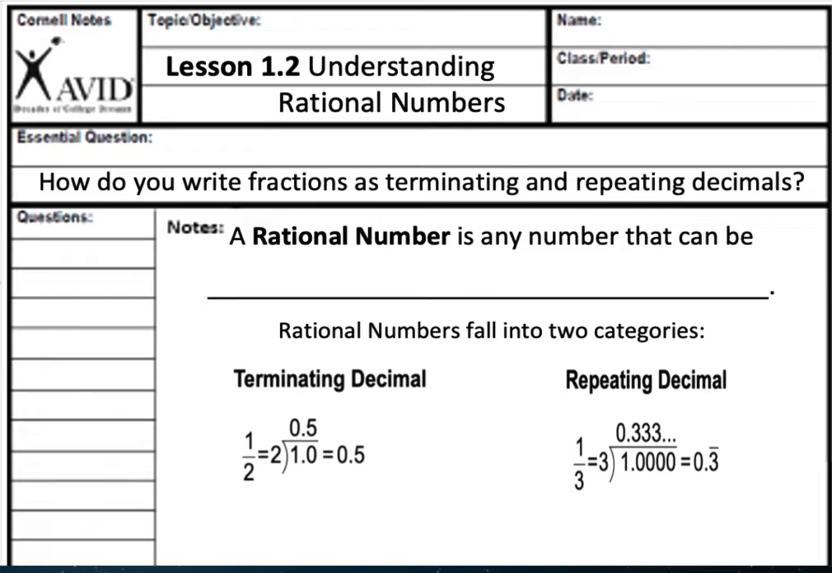So a rational number can come in lots of different forms. They could be decimals, they could be fractions, they can be whole numbers. But the rule is, in order to be a rational number, it has to be a number that can be written as a fraction. So even if it happens to be in a decimal form, if it's a rational number, that decimal can be changed into a fraction in order to show that it is a rational number.